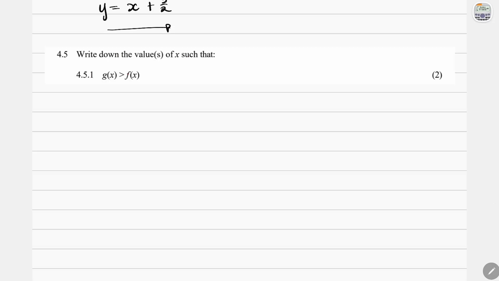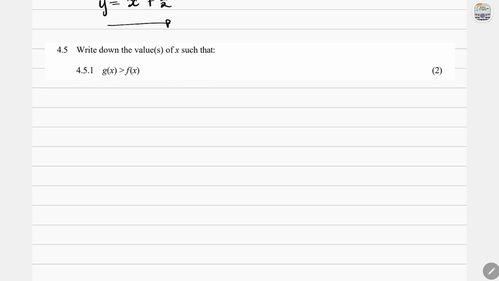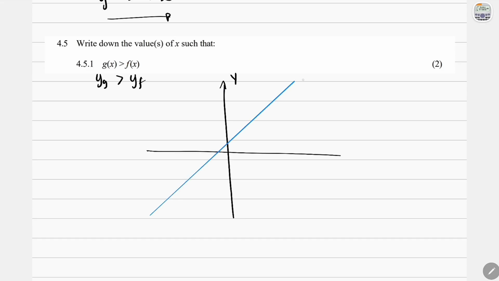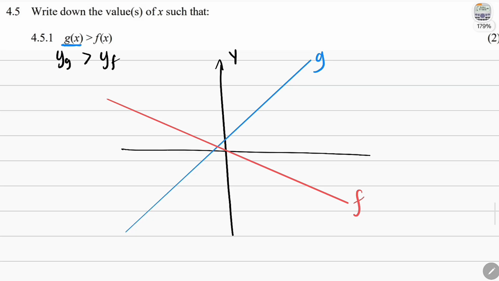Question 4.5 says, write down the value or values of x such that g of x is greater than f of x. So remember that this refers to the y values of these graphs. Where are the y values of g greater than the y values of f? How can you determine when a graph's y values are greater than another graph's y values? Well, y values lie on the y-axis. So let's say we had a graph, and let's just call that g, a straight line. And then we have another graph, and let's call that f. You'd have to look at it like this. Let's take this point, for example.